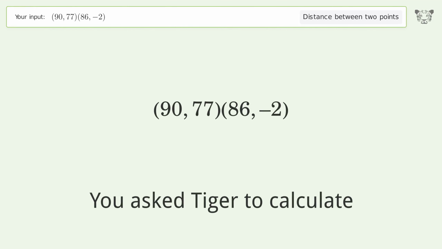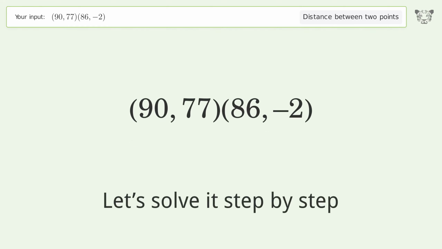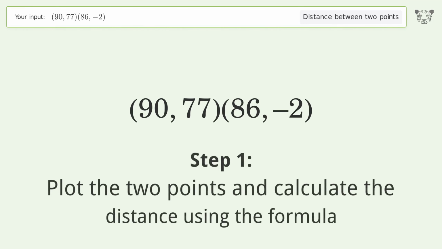You ask Tiger to calculate. This deals with the distance between 2 points. The distance between the 2 points is the square root of 6,257, or 79.101. Let's solve it step by step. Plot the 2 points and calculate the distance using the formula.